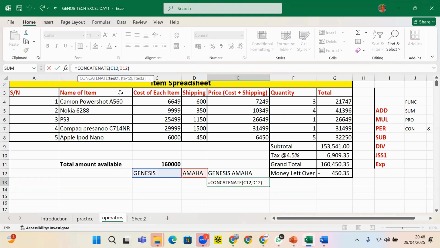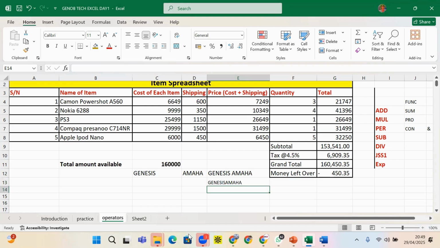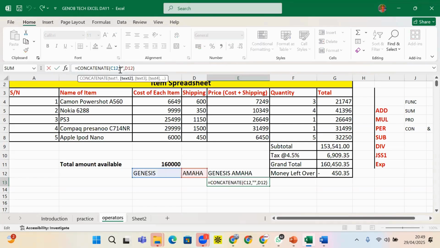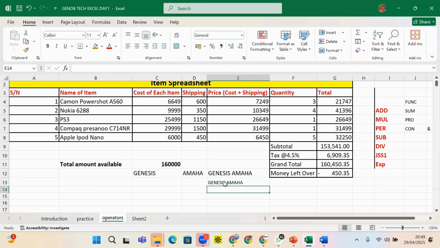So I want to separate it. How do I separate it? I need to bring in another operator called the space operator, comma. I use double quote to create a space. And I put comma again, I enter. You see, the space is not created because I did not put space between the double quote. So the double quote, I must put a space or add a space here. And here I have what? Genesis and Maha. You get?